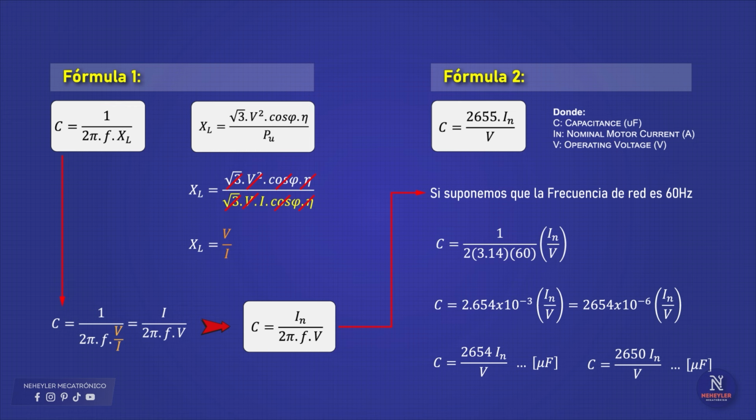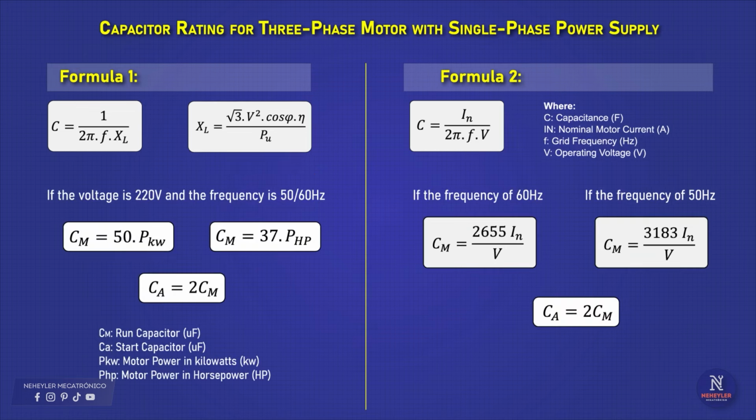After all this analysis, I came to the following conclusion. The value of the capacitance of the capacitors for three-phase motors with single-phase supply can be obtained using either of the two formulas, obviously already analyzed and modified. From the first formula, the following can be deduced. If the voltage is 220 and the frequency is 50 or 60 Hz, then the value of the run capacitor would be approximately 50 multiplied by the power in kilowatts, or 37 multiplied by the power in HP. And the value of the start capacitor is twice the value of the run capacitor.